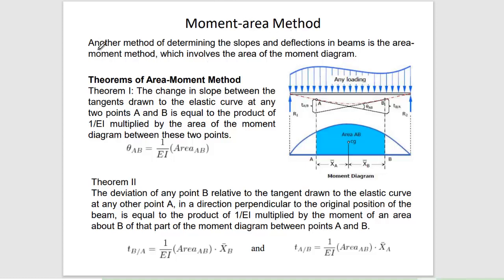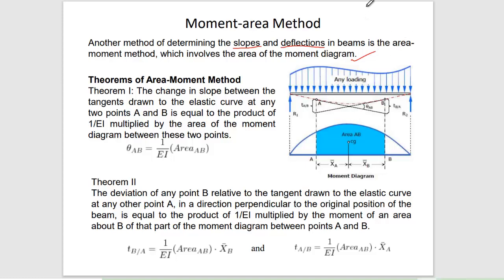So what do they say about this method? It is another method of determining the slope and deflection. We can easily identify the slope of the curvature, or the elastic curve, right? And we can also find out the deflection, that is, how much it has deflected from the previous or original neutral surface. So in beams, the area moment method involves the moment diagram. Definitely we can say we need the moment diagram.